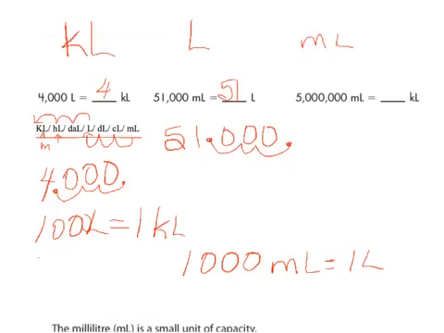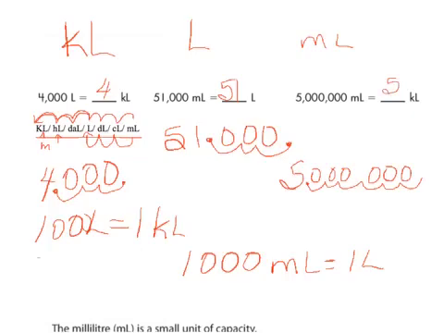Milliliters to kiloliters then is going to be a big jump. It's going to be 2 groups of the others, so it's going to actually be 6 jumps. 1, 2, 3, 4, 5, 6 jumps, so would equal 5 kiloliters.